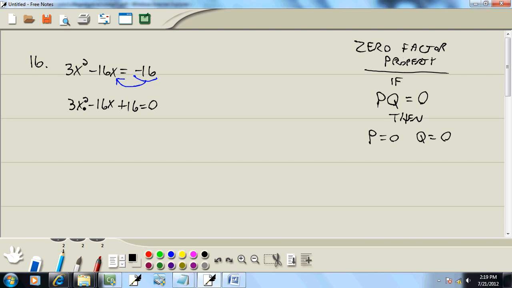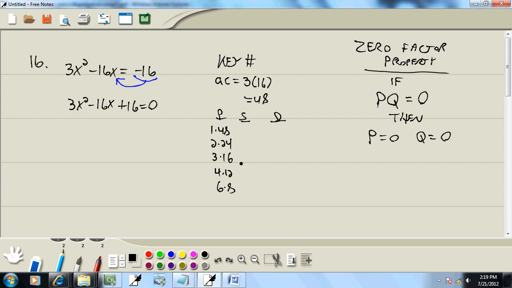Well, this is a key number problem: x squared, x, no x, and there's a number in front of our x squared. So we'll use key number. Key number, you take the number at the beginning times the number at the end. So we'll take 3 times 16, gives us 48. And we're going to come up with 3 columns. The P column, which we list all the products that give us 48. There's 1 times 48, 2 times 24, 3 times 16, 4 times 12, 6 times 8.